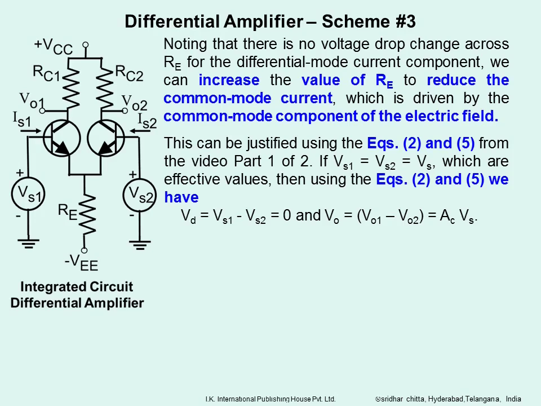If Vs1 is equal to Vs2 equals Vs, which are effective values, then using equations 2 and 5, we obtain Vd equals Vs1 minus Vs2, which equals 0, and V output equals Vo1 minus Vo2 equals AC multiplied by Vs.